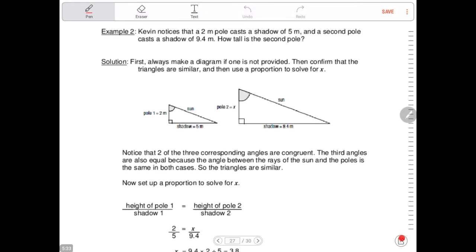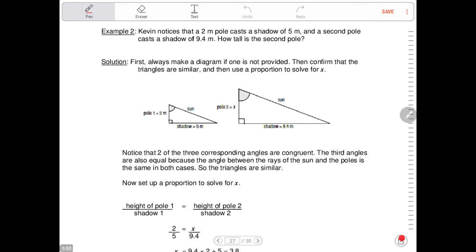Example 2. Okay, it says here, Kevin notices that a 2-meter pole casts a shadow of 5 meters long, and a second pole casts a shadow of 9.4 meters. How tall is the second pole?